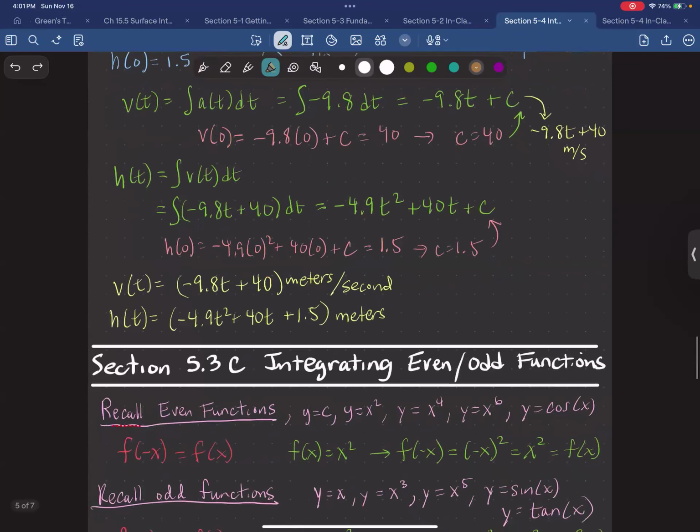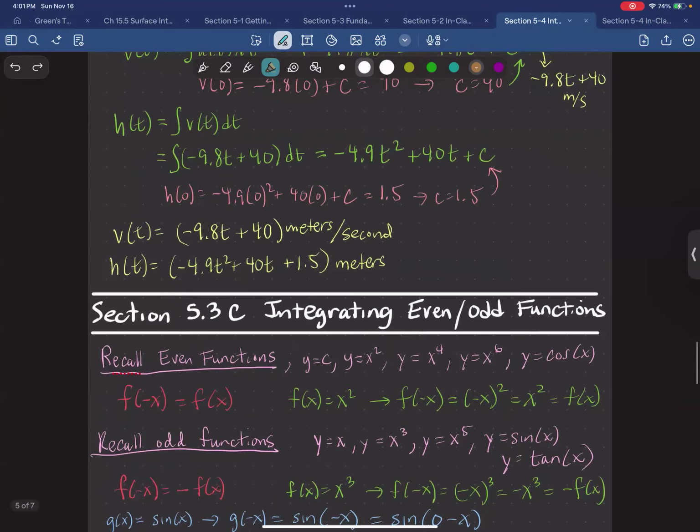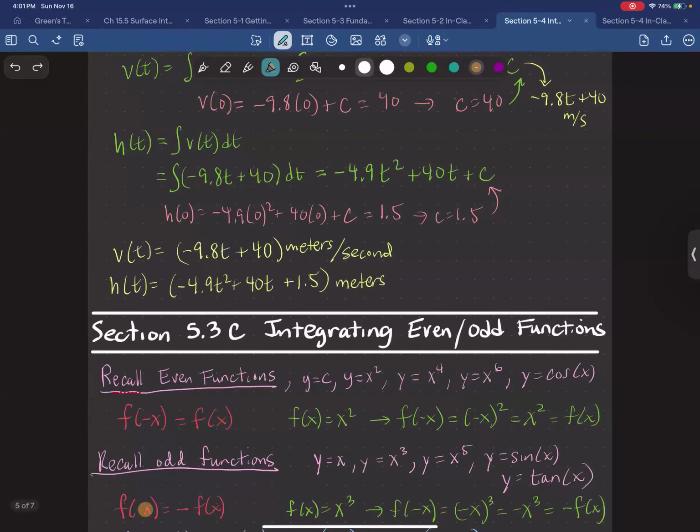Odd functions have an odd exponent, and sine and tangent are also odd functions. I didn't do cosine up here with an even function, but I did do sine, so you can see how it works out. Cosine is done similarly. Odd functions, when we stick in a negative x, we get a negative out front. So if I stick in negative x into x cubed, negative x times negative x times negative x, there's three negatives, so that's an overall negative. And then the x cubed is negative, and that's just negative what we started with.